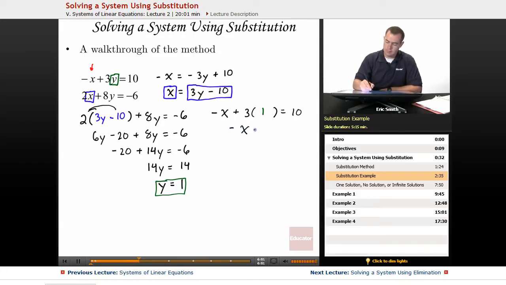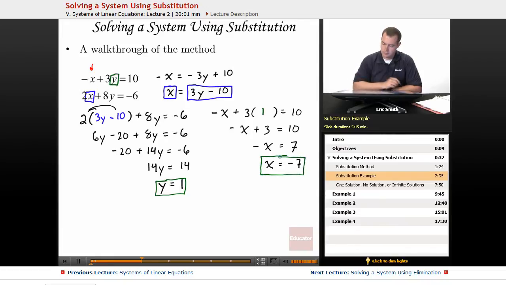And now I'll end up solving this equation for x. So negative x plus 3 is equal to 10. All right? So I'm going to subtract 3 from both sides. Okay, almost done. Now I'll go ahead and multiply both sides by negative 1 and get x is equal to negative 7. All right, so now I have both halves of my solution. So the x is written first, so negative 7, and y is written second. So my solution is negative 7, 1.